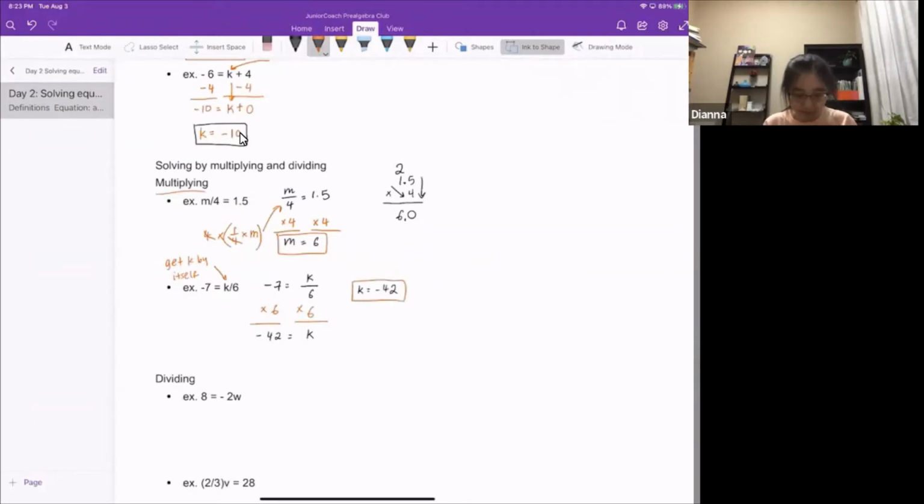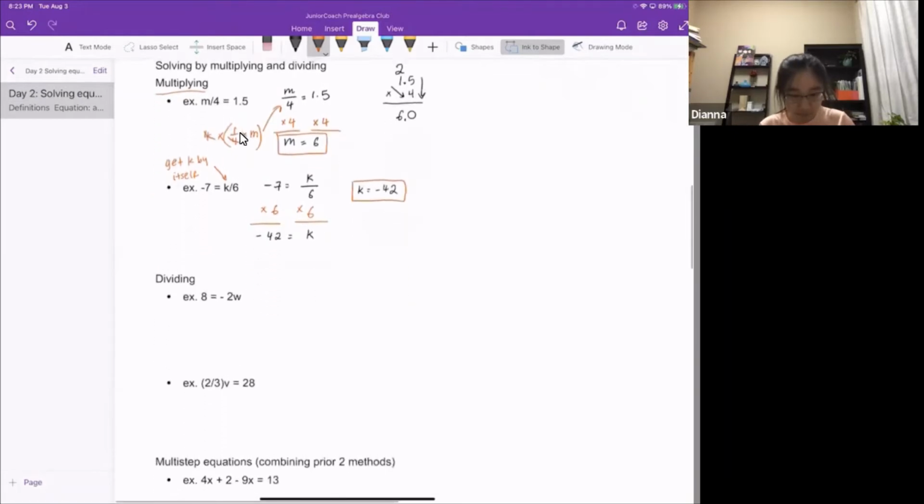All right. So now let's do dividing. Dividing, I feel like, is a bit more straightforward than multiplying. So it's a bit easier. Here's my first example. I have 8 equals -2 times W.